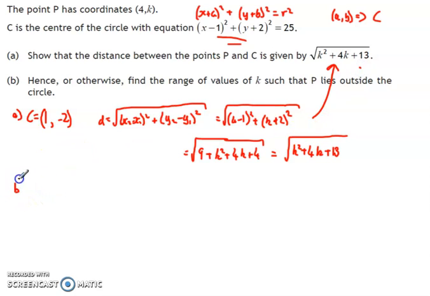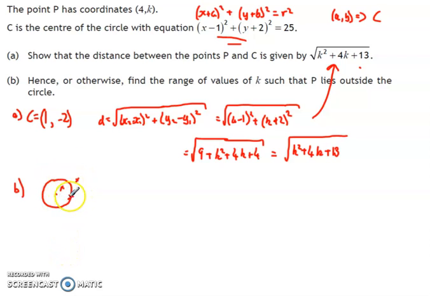Now, part B asks me to find the range of values of k such that the point P lies outside the circle. Now remember, if we've got a circle and a set point, there's three things it can do. So there's the centre of my circle. I can either have the point P somewhere inside here, I can have it sitting on the circle, or I can have it outside the circle.